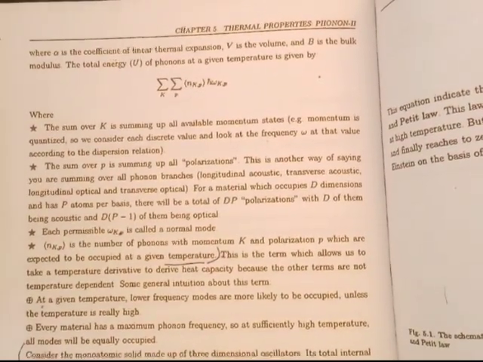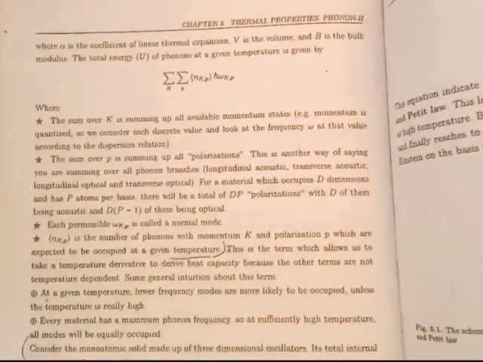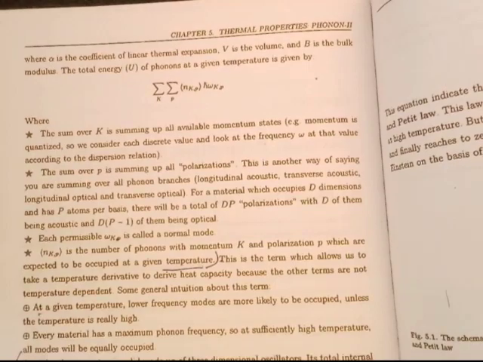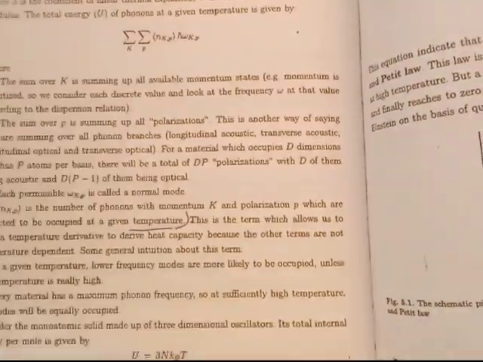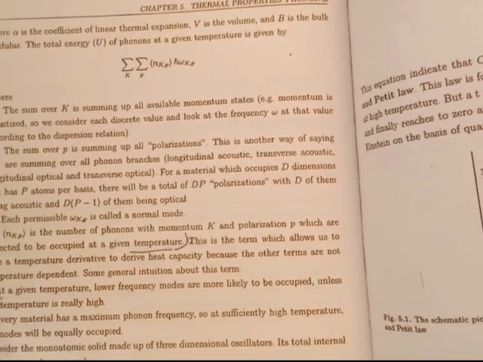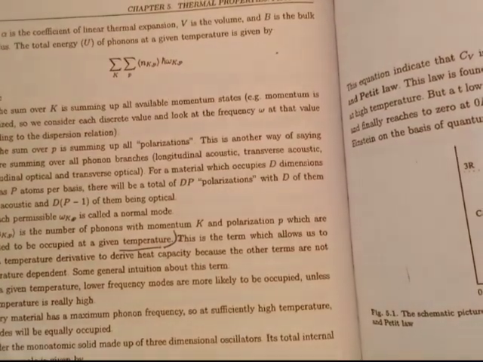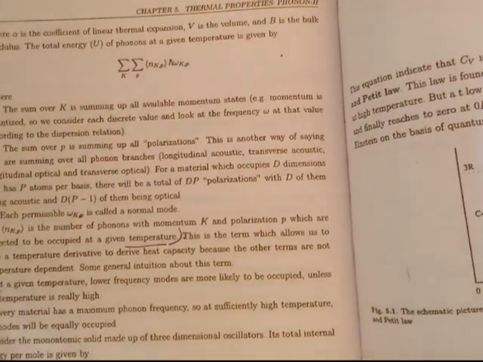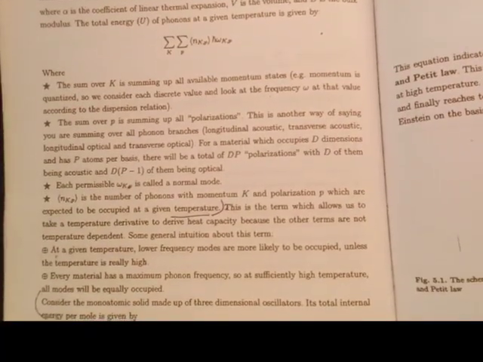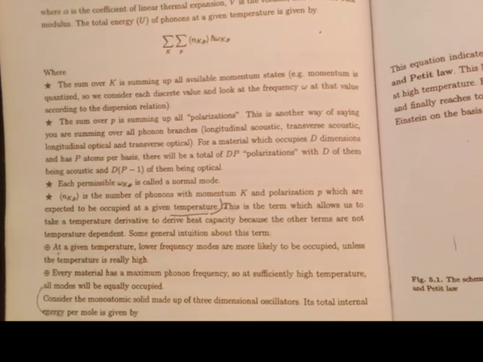The total energy U of phonons at a given temperature is given by the sum over k, sum over p, of n_kp times h-bar omega_kp, where the sum over k is summing up all available momentum states. Momentum is quantized, so we consider each discrete value and look at the frequency omega at that value according to the dispersion relation.